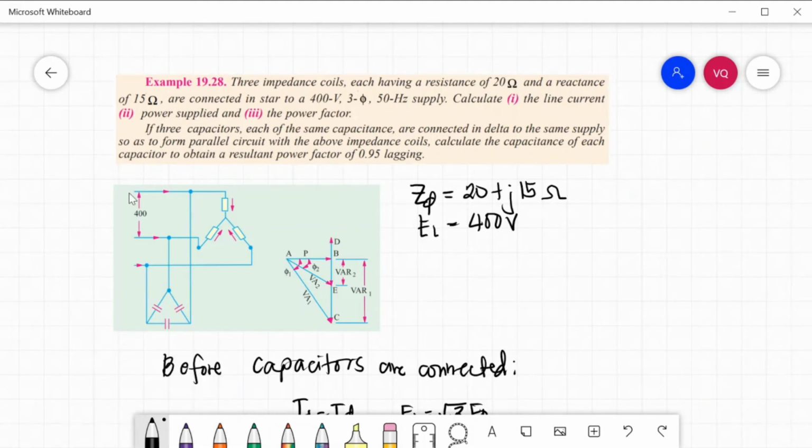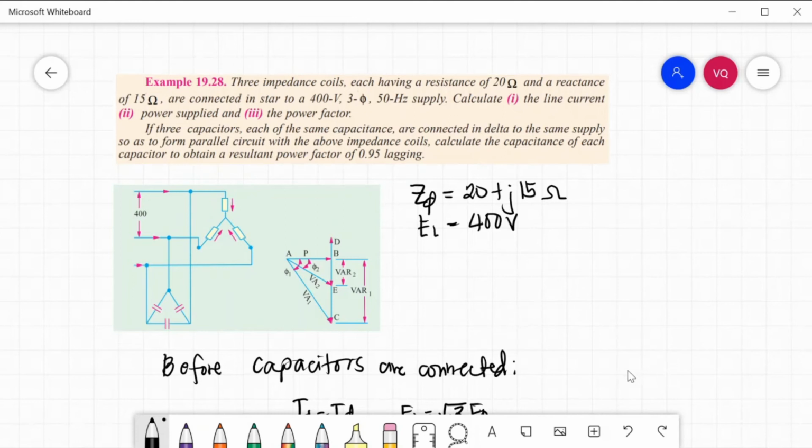So we have here the circuit diagram. We have a Y connected or star load, and it has a per phase impedance of 20 plus j15 ohms, 20 plus j15, 20 plus j15. And before we calculate the capacitance of this capacitor which is connected in parallel with the Y, we need to calculate first the line current, power supplied, and the power factor of this Y connected load.